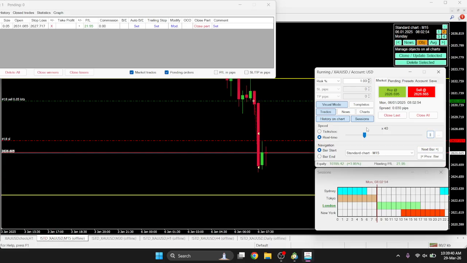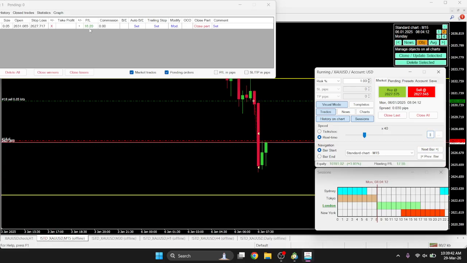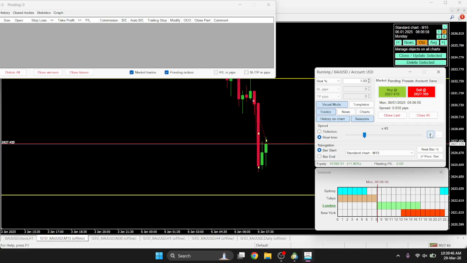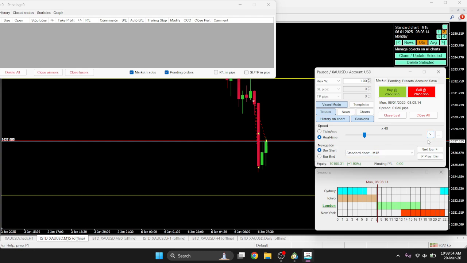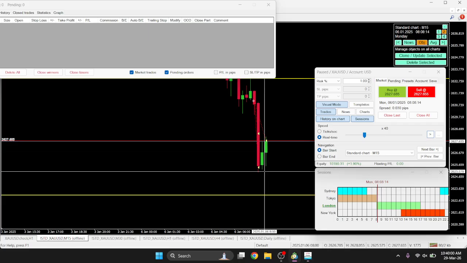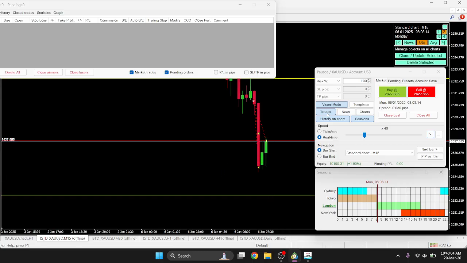So we are in 20. Wow, our SL just got hit. Here's London Open. Just 8 minutes ago was London Open, and the candle should move bearish, but it didn't. So in this situation, we should.